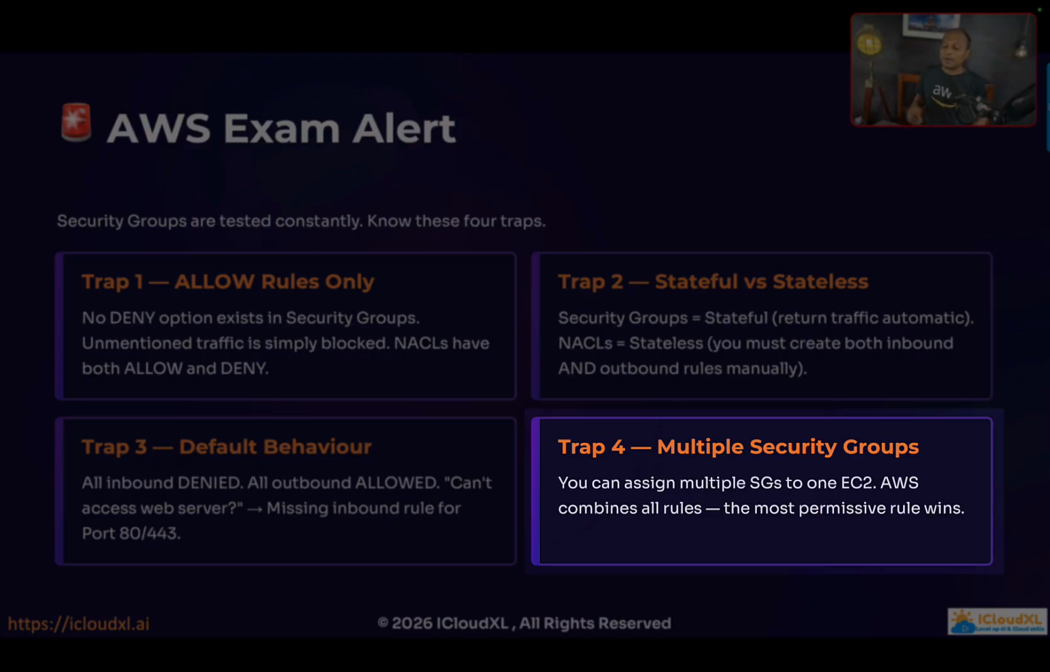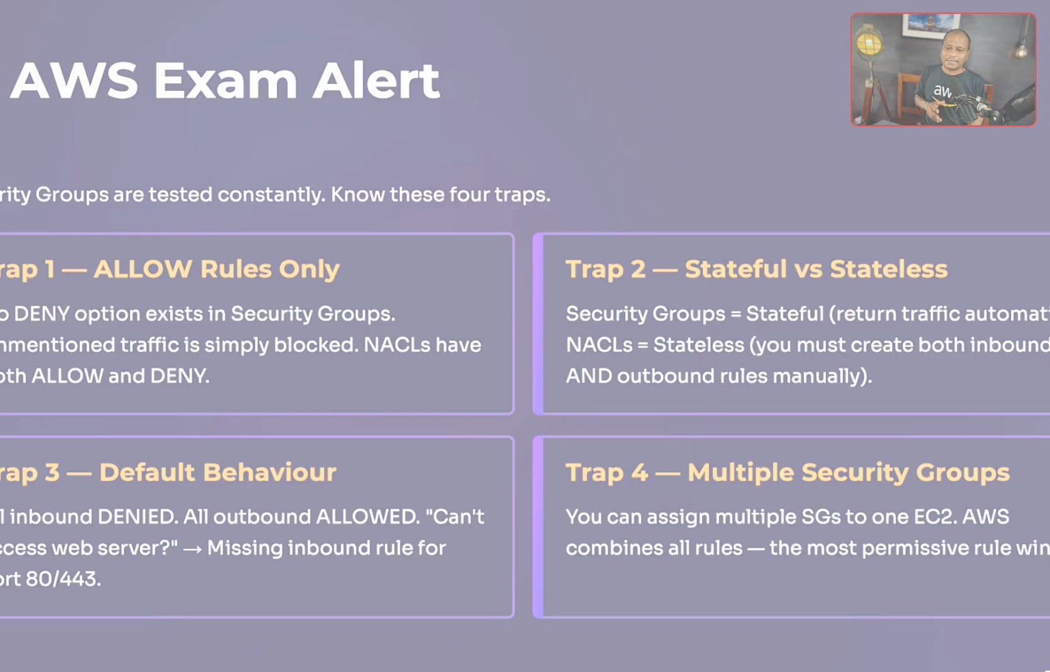Trap number 4, multiple security groups. This is where the game gets a little better. You can attach multiple security groups, so it accumulates all the rules and applies them to your EC2 instance. It happens every day in a large project when you have 10-15 team members working and they keep attaching their security groups so that their application can access. Sometimes it gets messy, but try to keep the number of security groups low.